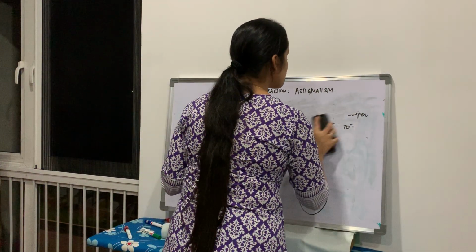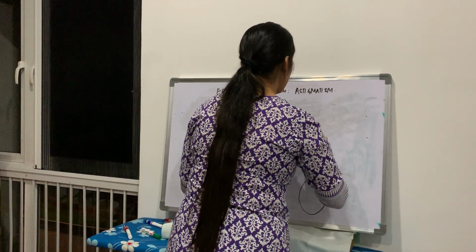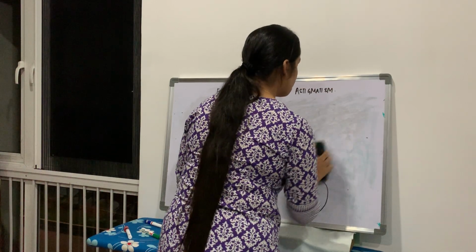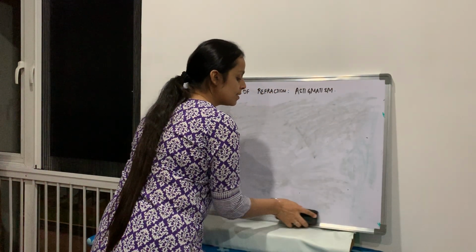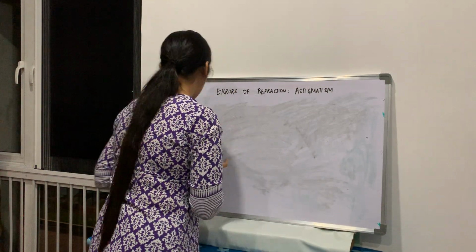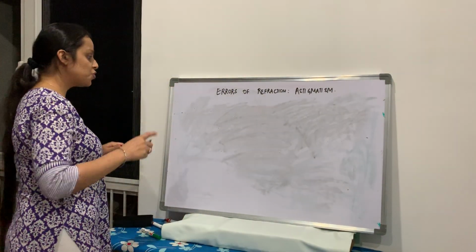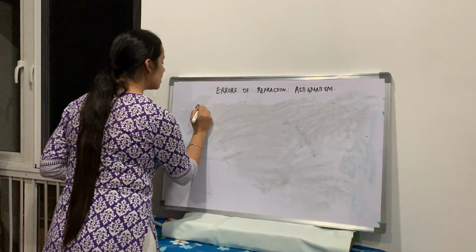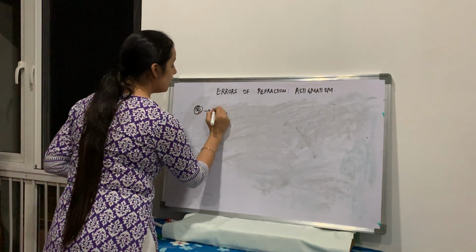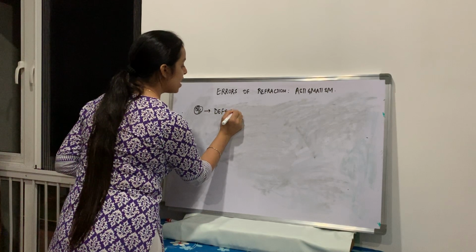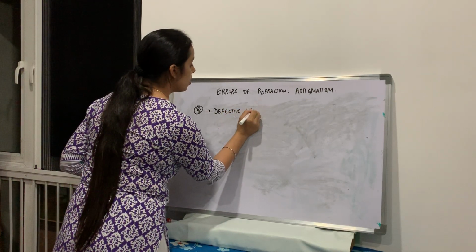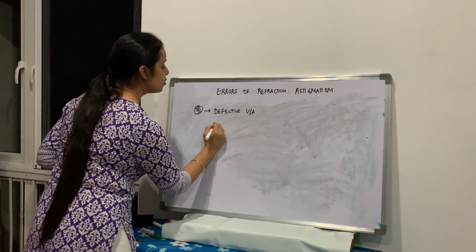Now, how will the patient present to you? Obviously, it's a refractive error, so the visual acuity is not going to be 6/6. The patient will have difficulty in focusing. So the first problem which the patient will come to you with is that they will have a defective visual acuity. Okay. Also, they will have asthenopic symptoms.